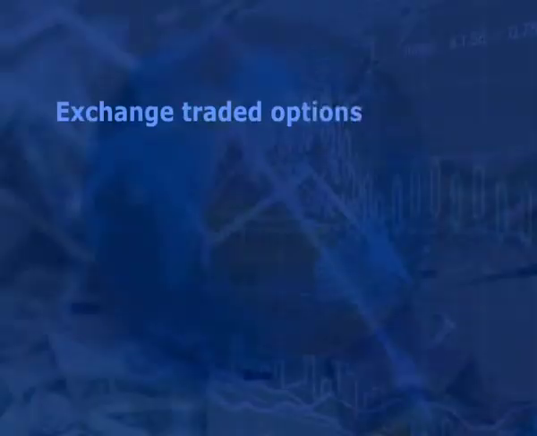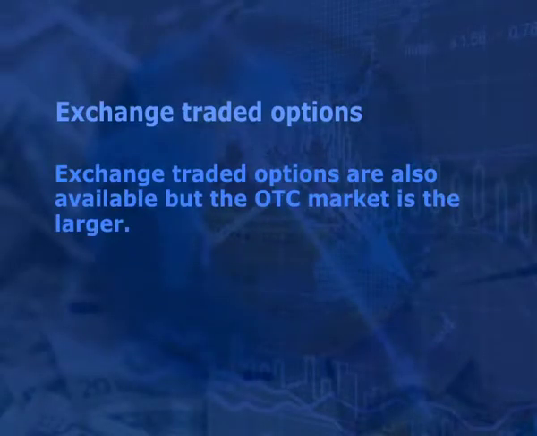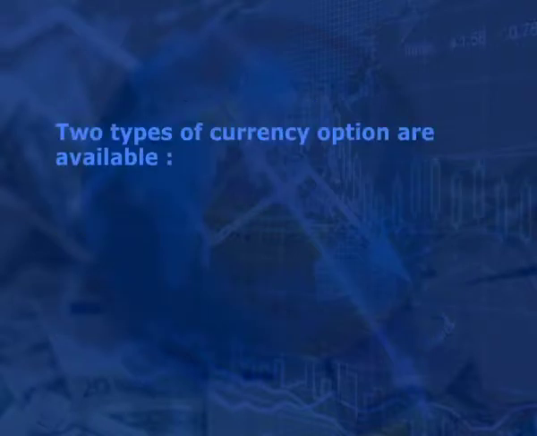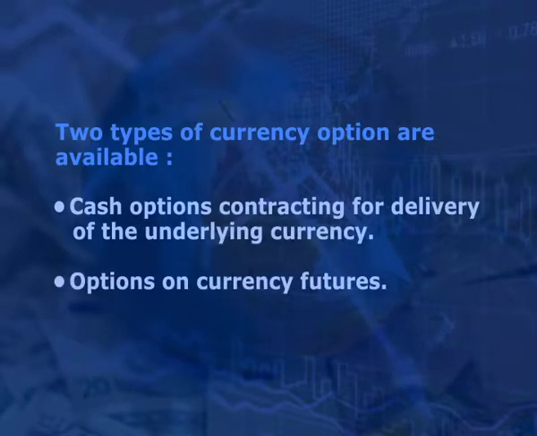Exchange traded options. Exchange traded options are also available, but the OTC market is the larger. Example, Euronext.LIFFE, formerly LIFFE, offers European style dollar, that is, euro option contracts. Two types of currency options are available. Cash options contracting for delivery of the underlying currency, and options on currency futures.